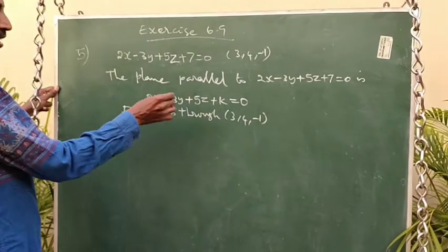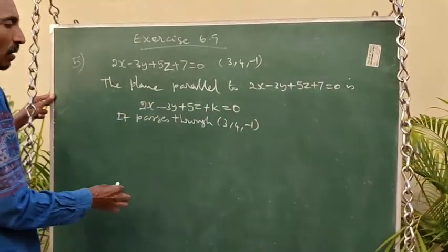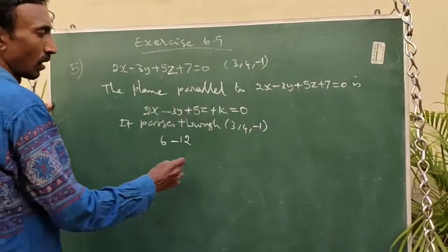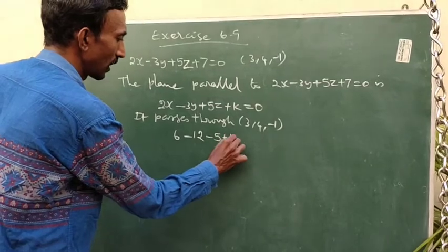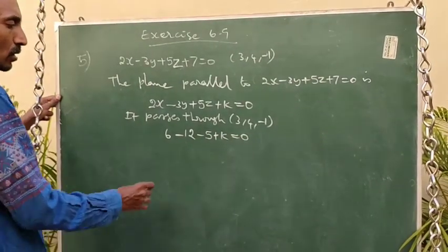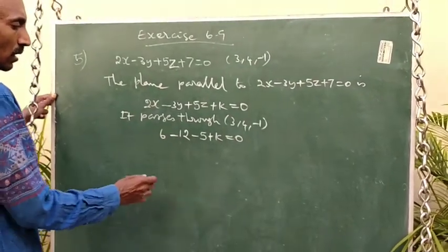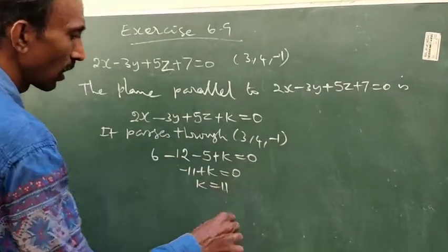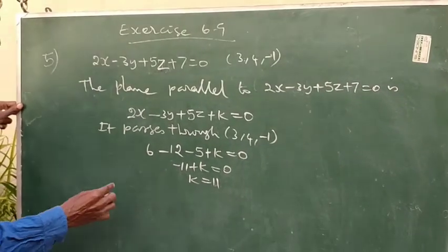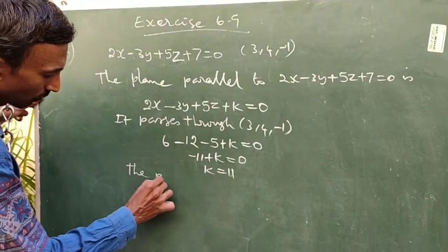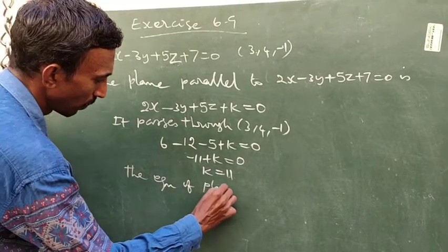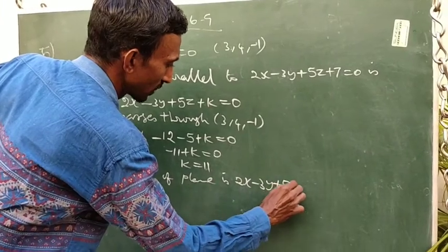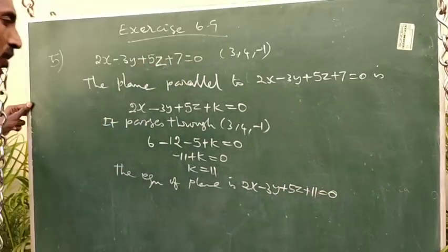So, put x = 3, y = 4 and z = -1. So, 6 - 12 - 5 + k = 0. So, -17 + 6, that is -11 + k = 0. So, k = 11. Put it here, so the plane is 2x - 3y + 5z + 11 = 0.